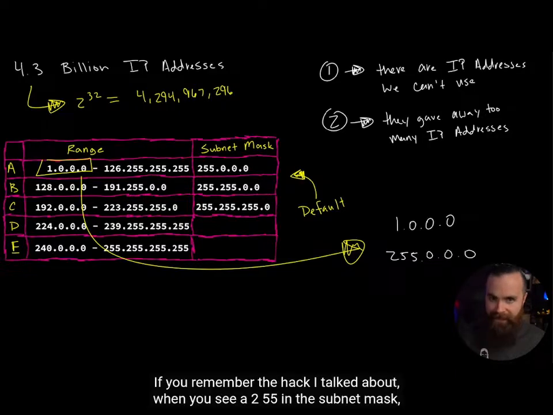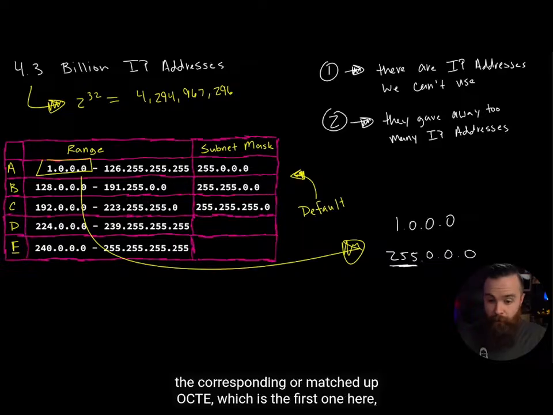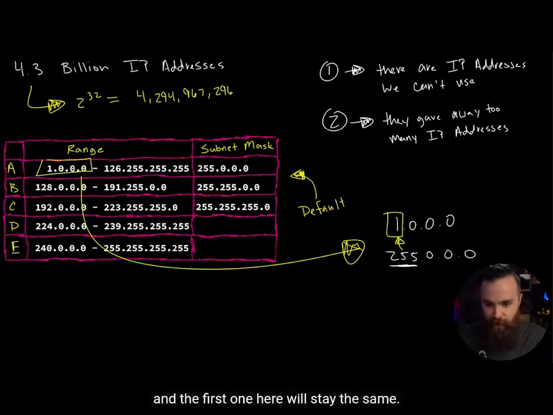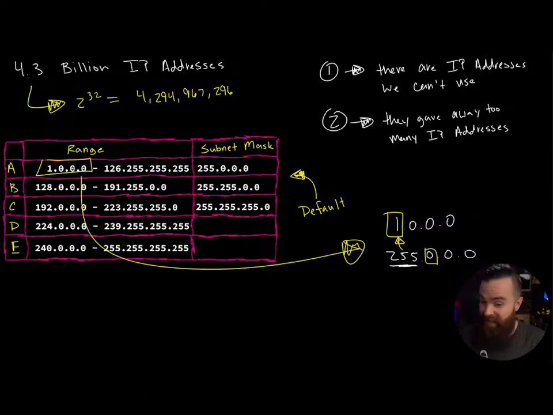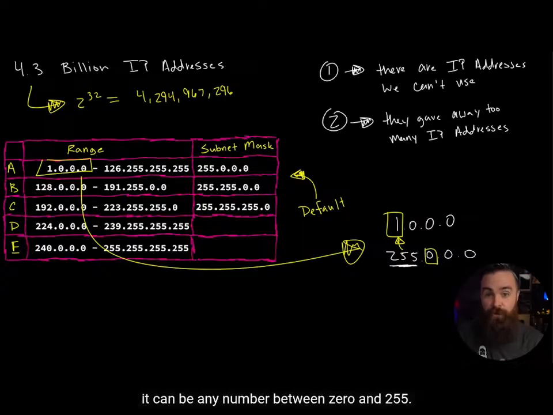If you remember the hack I talked about, when you see a 255 in the subnet mask, the corresponding or matched up octet, which is the first one here and the first one here, will stay the same. So 1 will always be in the IP address. And when you see a 0, anyone's game. It can be any number between 0 and 255.